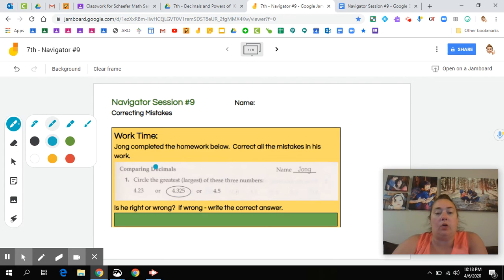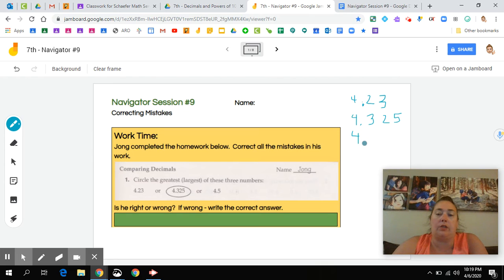It says John completed the homework below, and we're going to correct all of his mistakes in his work. So for number 1, it said circle the greatest of these 3 numbers. So I have 4.23, 4.325, or 4.5. So remember, when you're comparing decimals, you want to stack them and think about what number is in each place. So I have my 3 numbers, 4.23, 4.325, and 4.5.